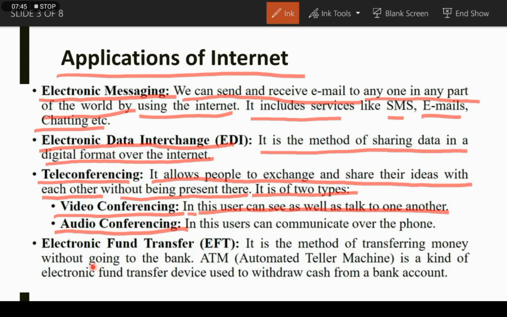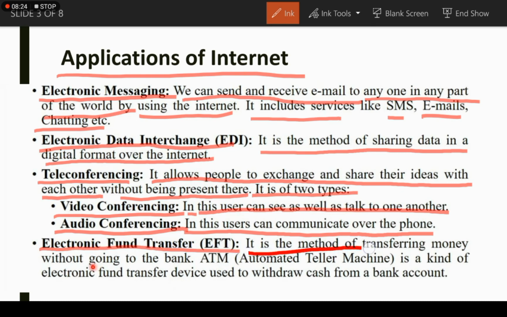The next one is audio conferencing. In this, users can communicate over the phone. If you communicate with anyone on a call, it could be a voice call, it could be a WhatsApp call or any other call, and you are just communicating with the other person, then this is called audio conferencing. Or if you are communicating but you are also able to see each other, then this is called video conferencing.